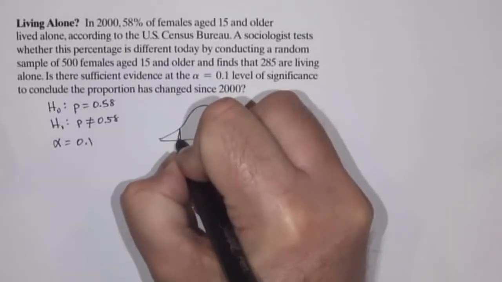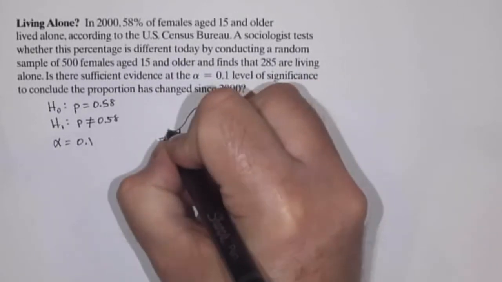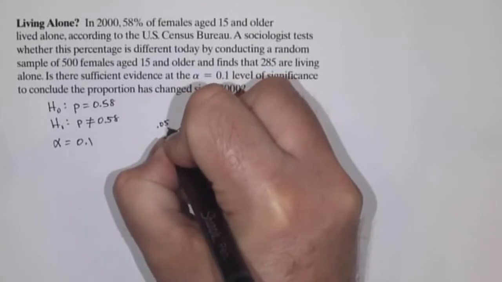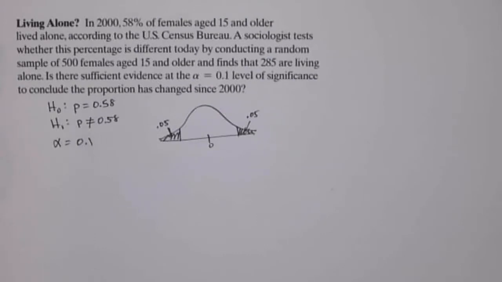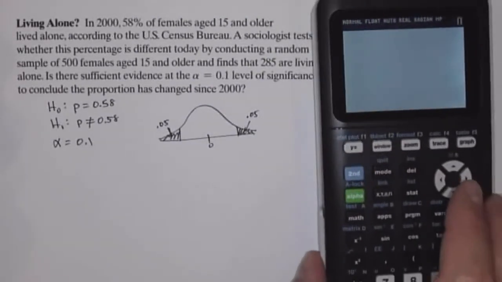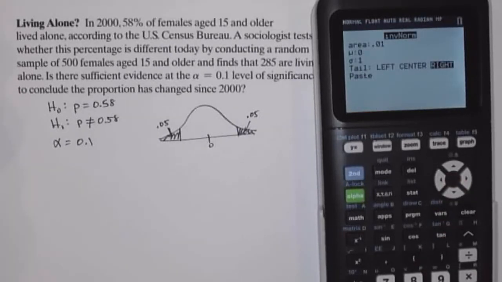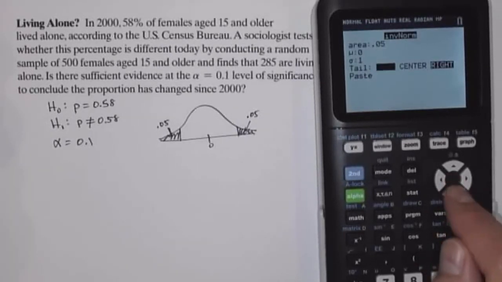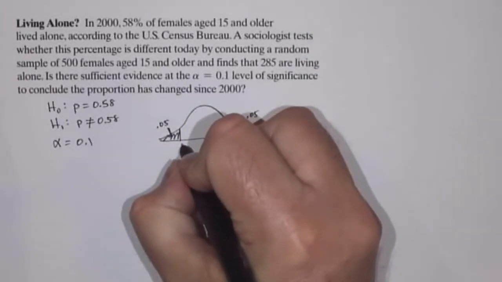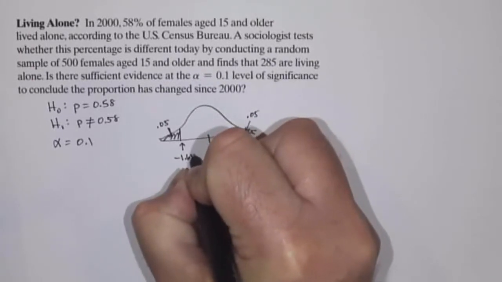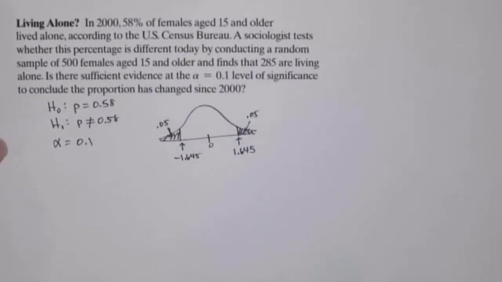So alpha gets split between the two tails. Half of 0.1 is 0.05. Half of that goes here and half goes here. So 0.05 in each of these two tails, and we can figure out what those critical values are. Again, I can use inverse norm for that. So inverse norm, if 0.05 is the area in the left tail, gives me negative 1.645. That is this value, which means this value is positive 1.645.